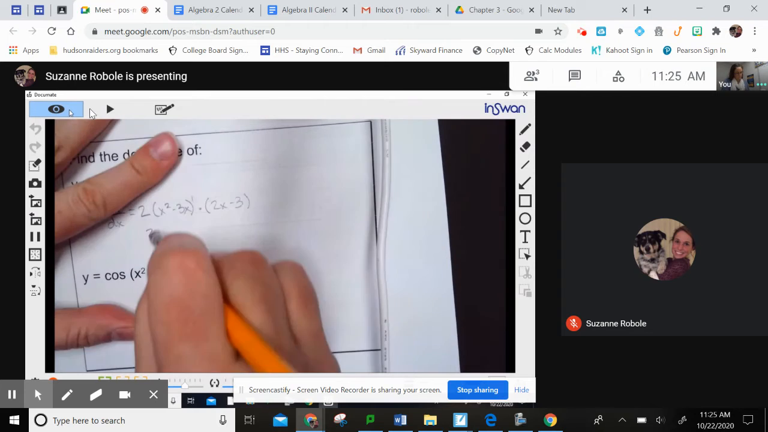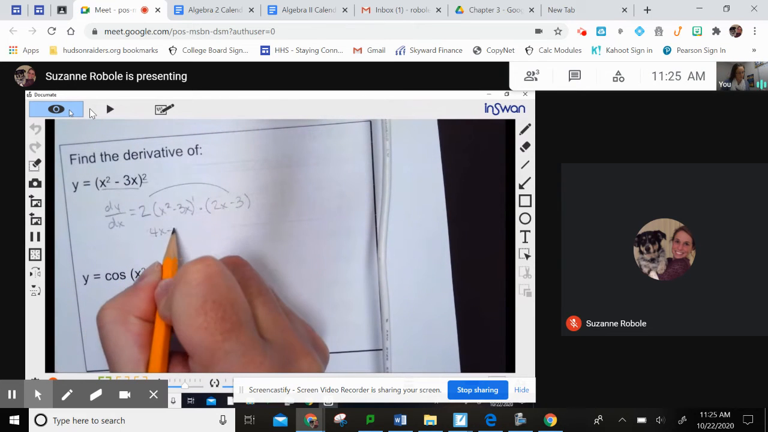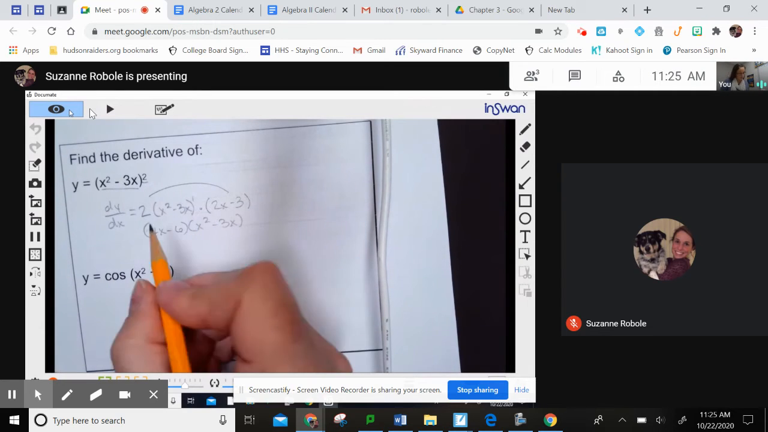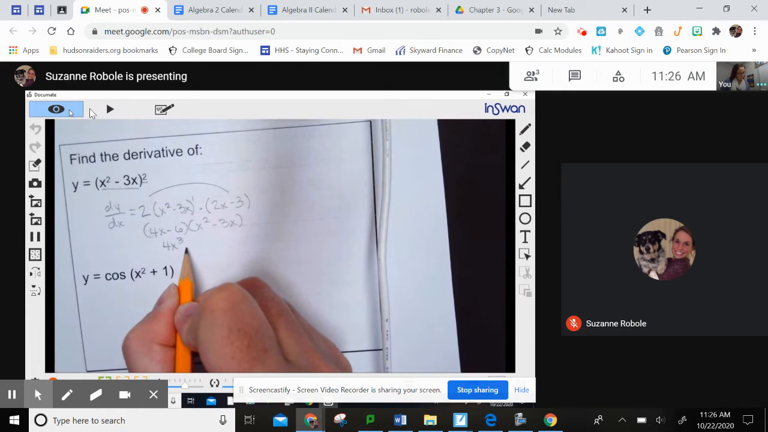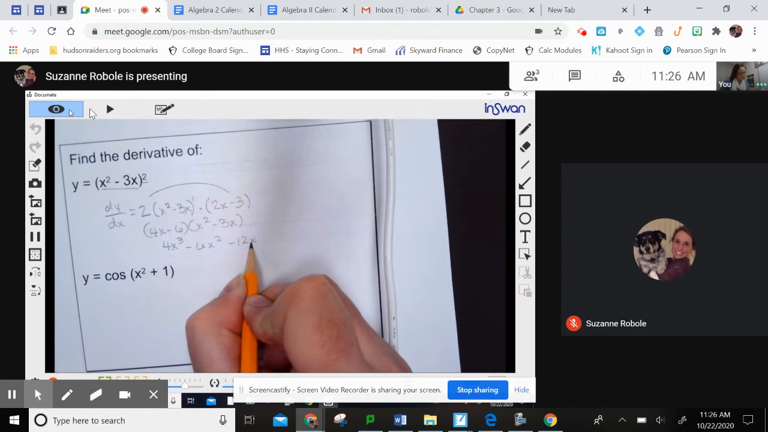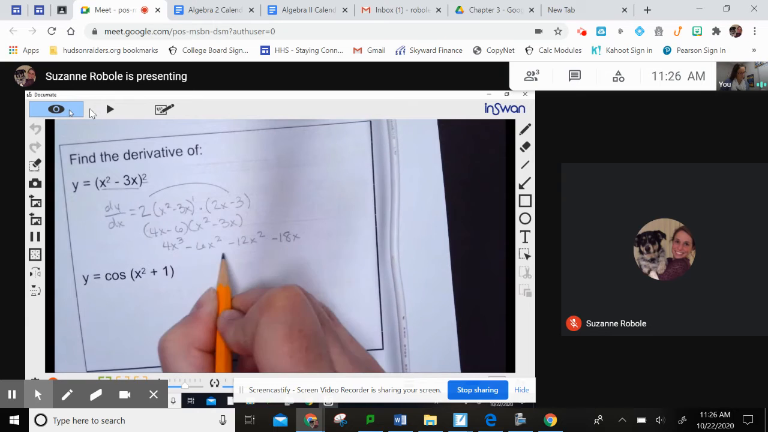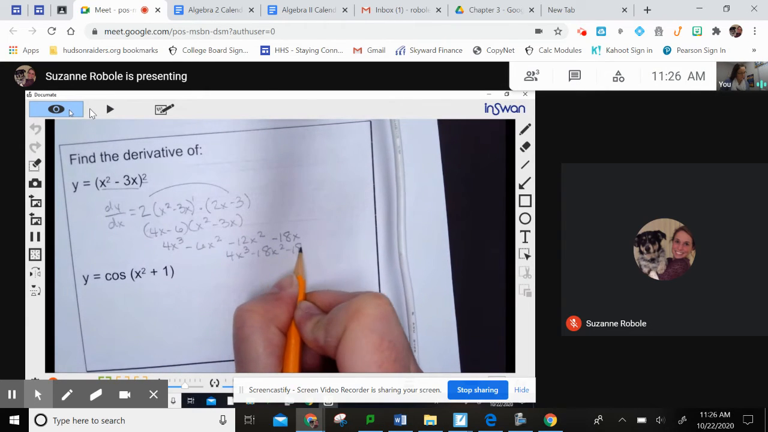What do we got? I'm going to multiply the 2 by this. I'm going to do this one first. So I got 4x minus 6. And this is just to the first, so I can multiply through here if I want. So what I got, 4x cubed minus 18x squared minus 18x.